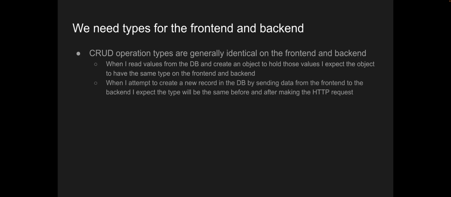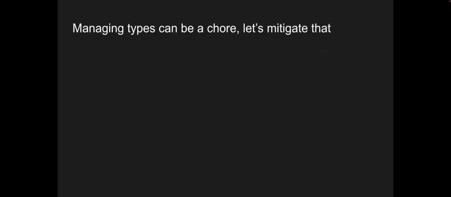When I attempt to create a new record in the database, I'm going to pass some data from the client to the server. And I would expect that the type of that data on the client is going to be pretty much the same as the type of the data on the server. The server might inject some additional information like date created or something along those lines, but reasonably identical.